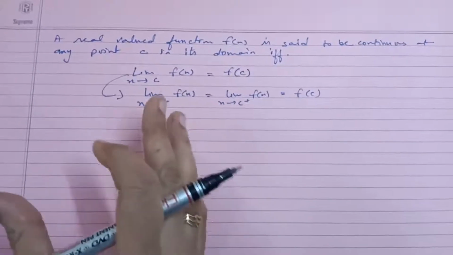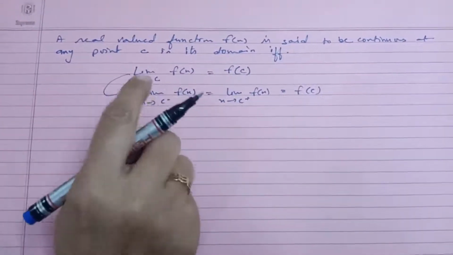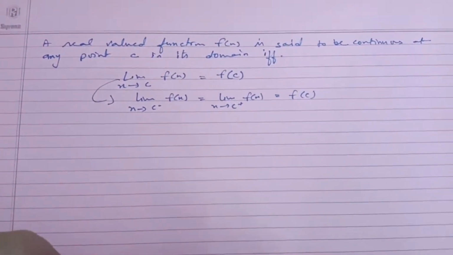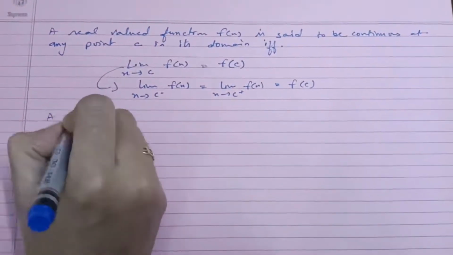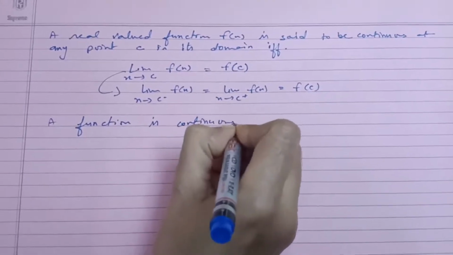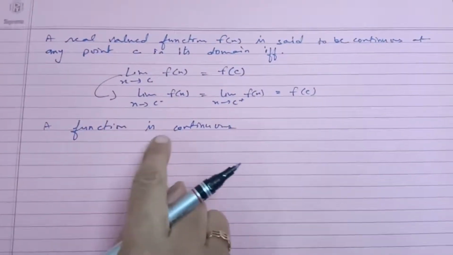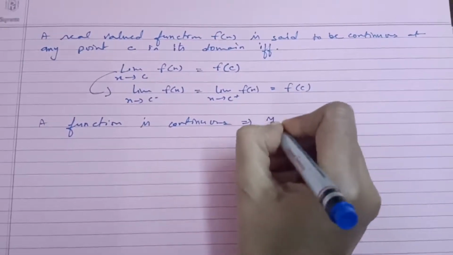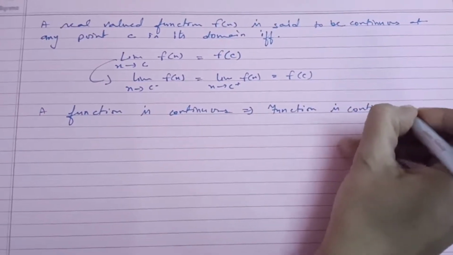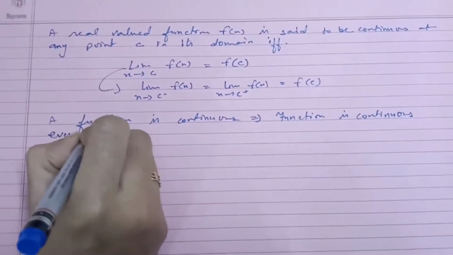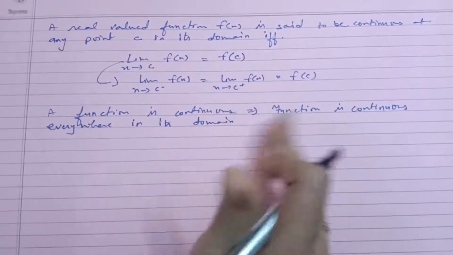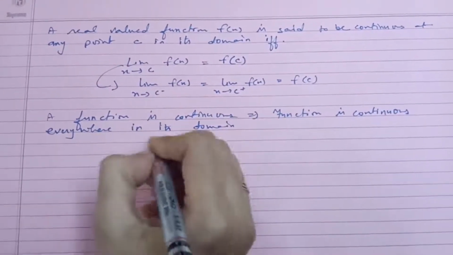Okay, so that is for a particular point. And when we say a function is continuous, it means it is continuous everywhere in its domain. If I say generally a function is continuous, I am not giving you a particular point where it is continuous, it means the function is continuous everywhere in its domain. Okay, so this is very important: function is continuous everywhere in its domain.